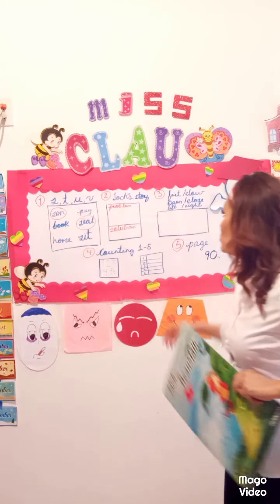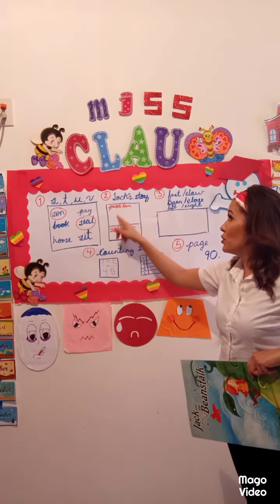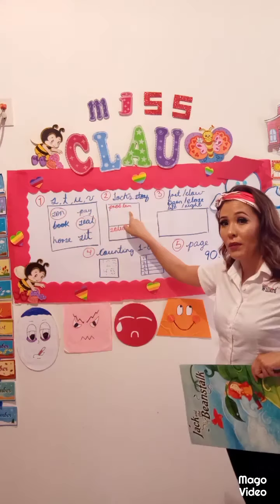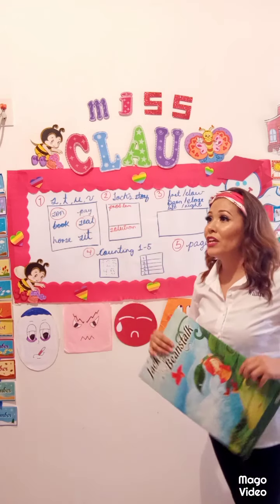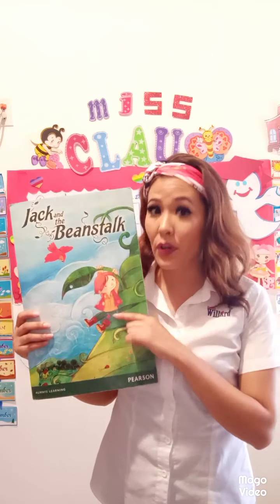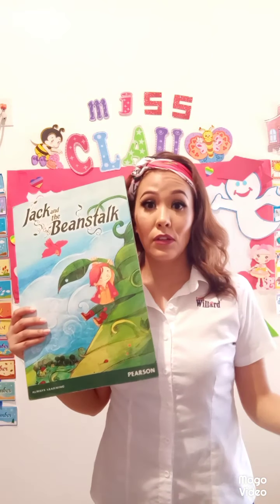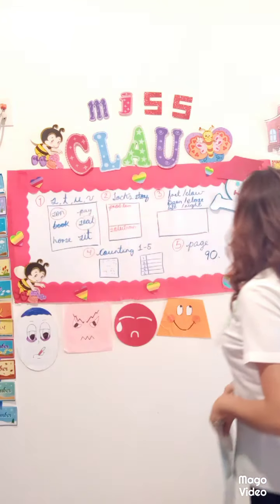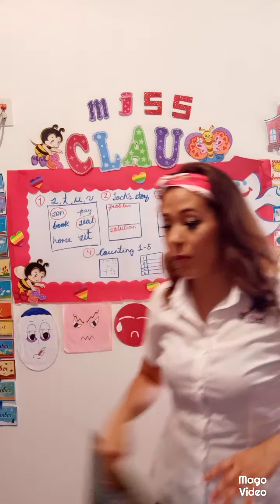Now, what you have to do in one paper sheet is write problem, solution, and tell them the story, and they must identify what was the problem and how Jack and his mother solved it, okay? Then activity number 3 is about reinforcing and giving feedback to the children about the opposites.